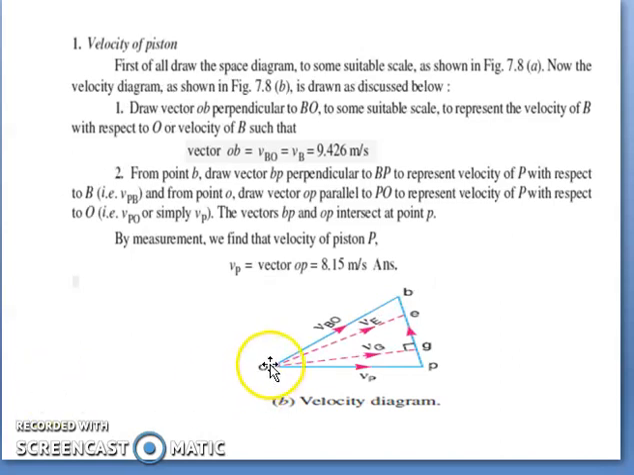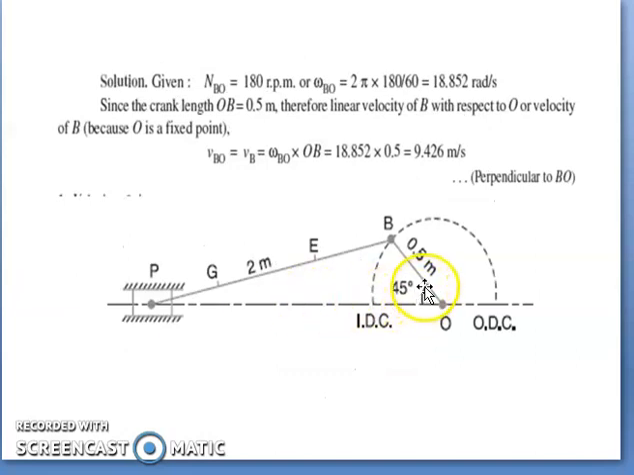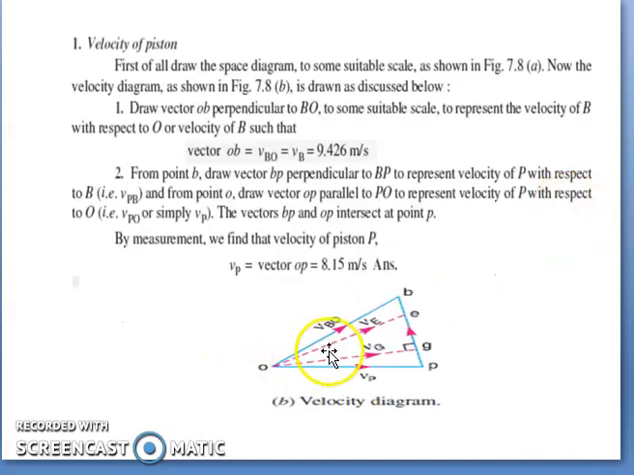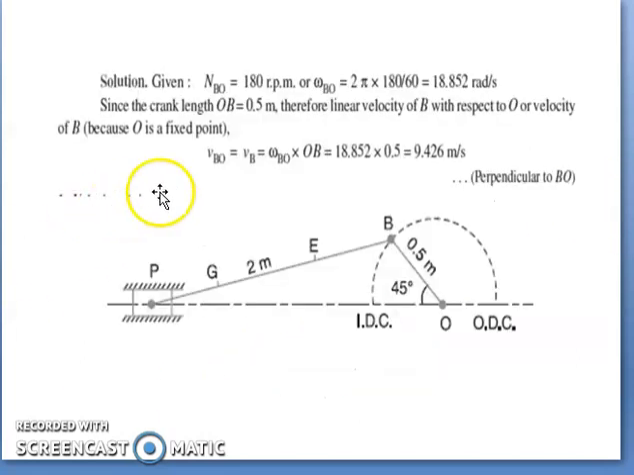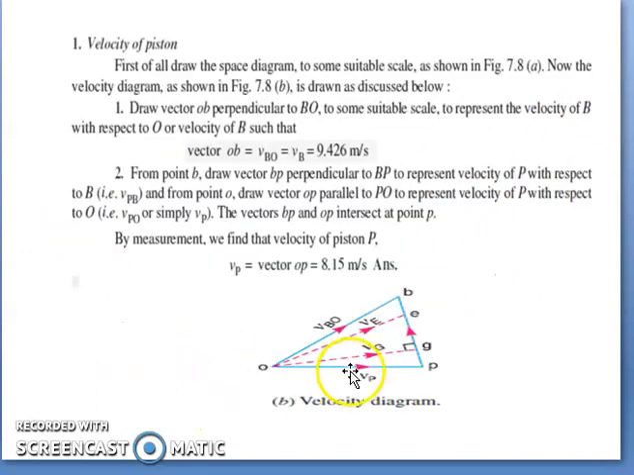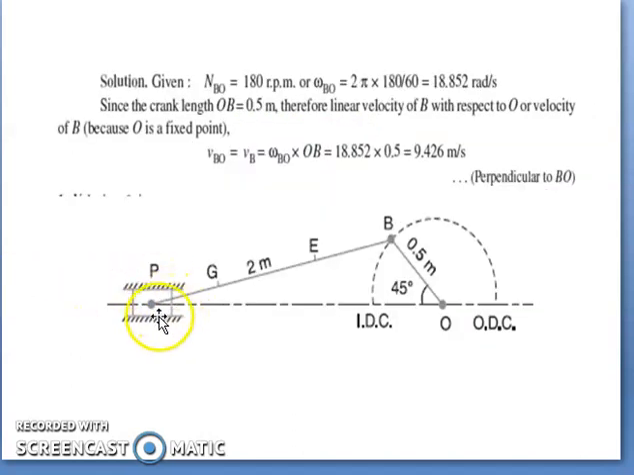So here again O point is stationary. You know what is the magnitude as well as the direction. So since this is making an angle of 45 with the horizontal, then its perpendicular should also make an angle of 45. So clockwise, so you know the direction also, it is directed outwards. So here you mark OB that represents the velocity of B with respect to O, and magnitude is 9.426.